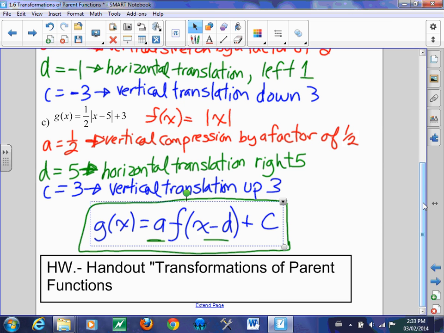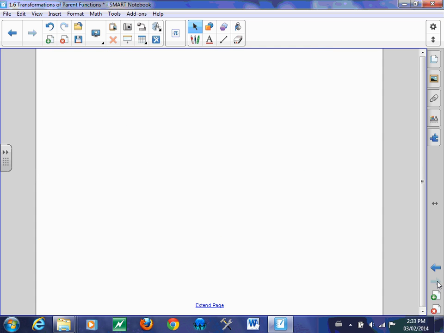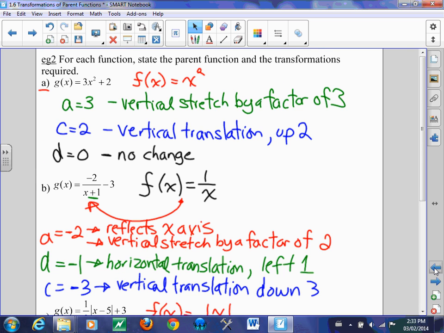All right, ladies and gentlemen, today's homework is based on a handout, which is called Transformation of Parent Functions. And you should get it in class. I don't see it attached here, but it should be on the website.